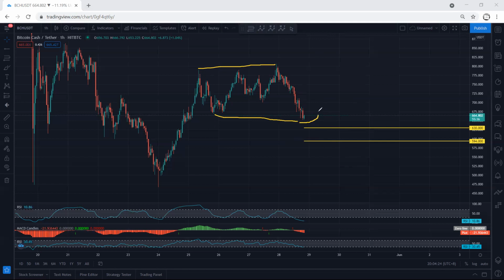The best thing is we wait, we get the correction before we take the trade. In this case, we just follow the chart.